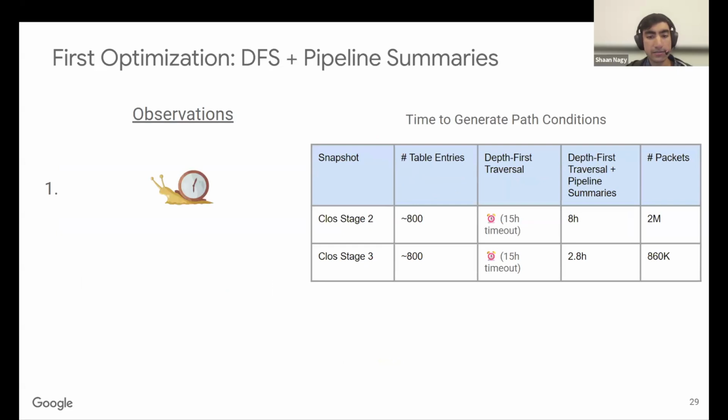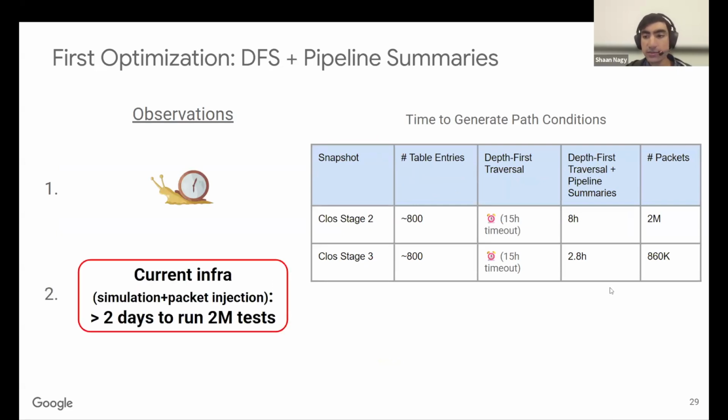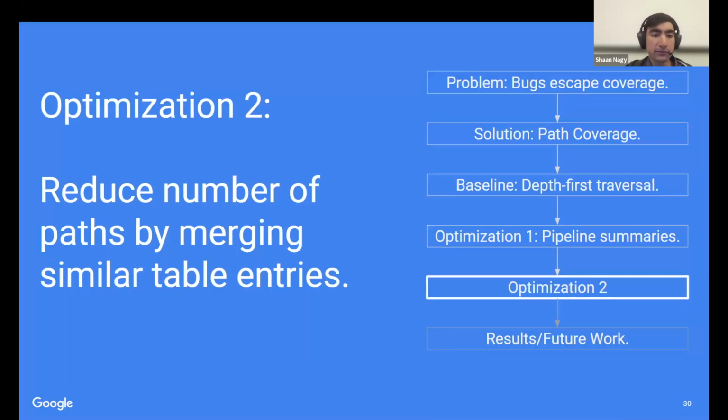So one observation is that it's still quite slow, but the other observation is that we have 2 million packets over here. And with our current infrastructure, which admittedly needs a little bit of updating, it would take us upwards of a couple of days to run 2 million test packets through our hardware in our simulator. So it's very relevant for us then to try and reduce the number of paths in some way without meaningfully losing coverage.